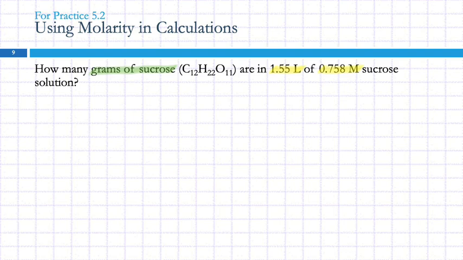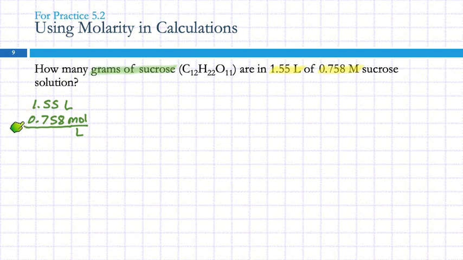So molarity is to be used as a conversion factor. So I'm going to take my numbers and I'm going to write them down. I have 1.55 liters and I have 0.758, and instead of writing capital M, I'm going to write moles per liter. And you might as well just make that line go all the way across. Anytime you have units with the word per in them, that's probably going to be used as a conversion factor.